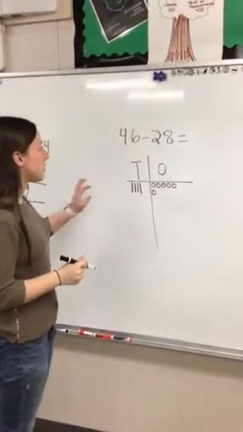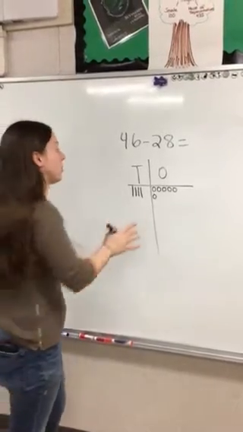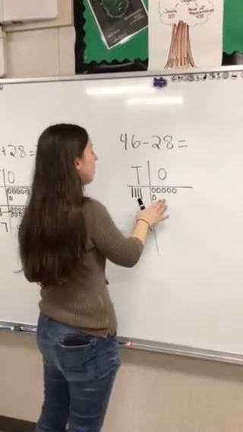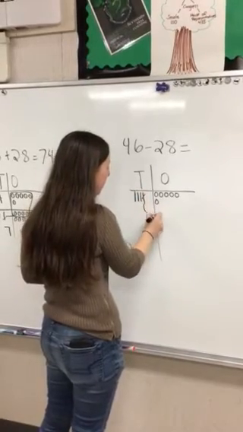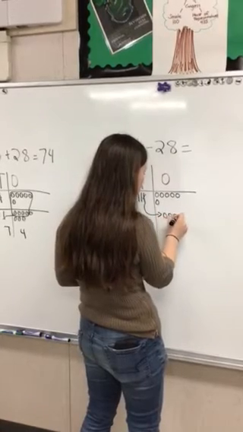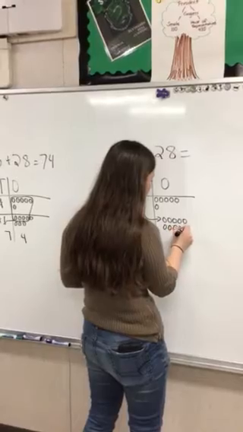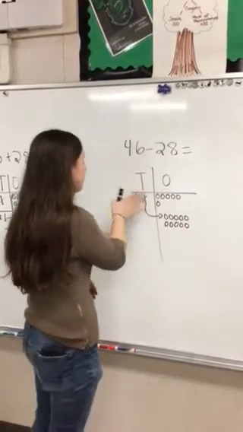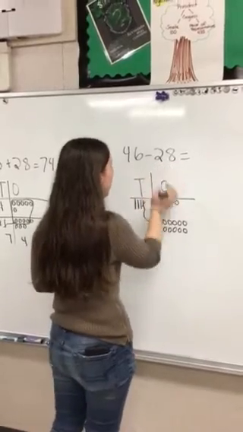Now we have to cross off 28. Here's where it gets tricky. We have to regroup. We can't take 8 1s if we only have 6 1s. So we have to cross off a 10, bring it over here, and make it into 10 1s. 1, 2, 3, 4, 5, 6, 7, 8, 9, 10. Make sure you cross that off because that's not a 10 anymore. Now it's 10 1s. So now we can take away 8.